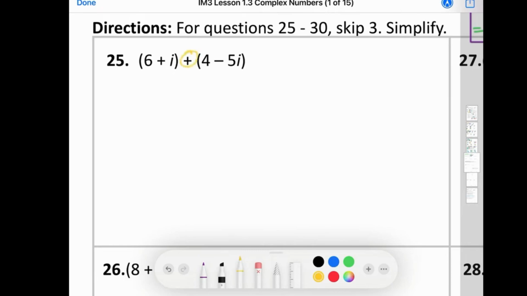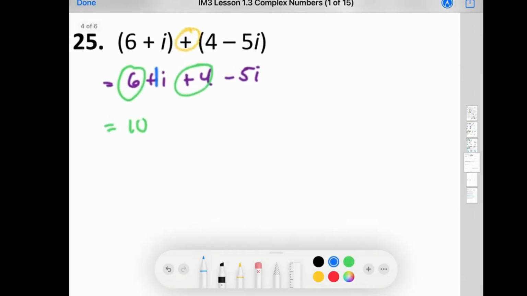Okay, for number 25, I recognize that it's a plus, which means I don't need to distribute or anything. You can drop the parentheses. So I'm going to have 6 plus i plus 4 minus 5i. And I can just combine like terms here. So 6 plus 4 is 10. And remember, this one doesn't have anything, so you can put a 1 here. So it's really just 1 minus 5, which is negative 4i. And that's your answer.